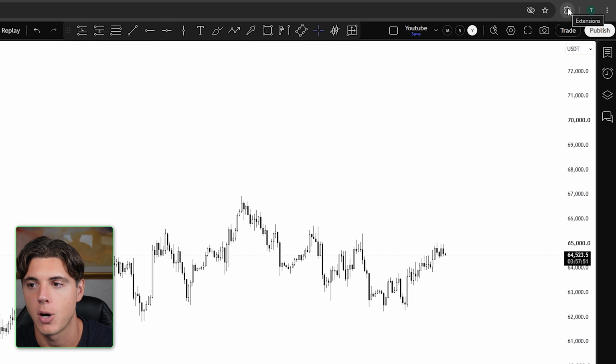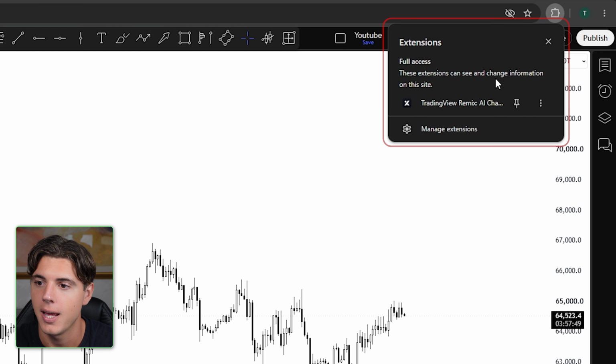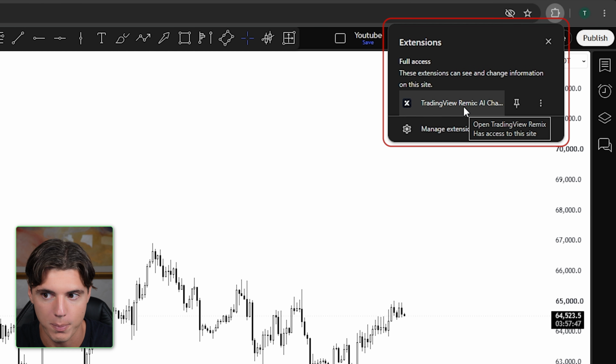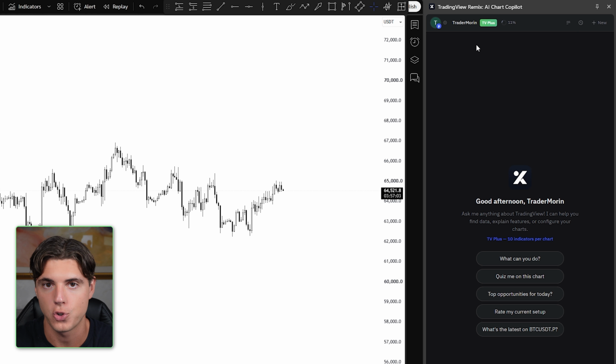The next step is to load up TradingView on your browser. Then you head over to the top right under Extensions, and I will click on TradingView Remix. Then you simply sign in with your TradingView account, and you will have access to the tool. You can actually start using TradingView's AI with a simple free plan.